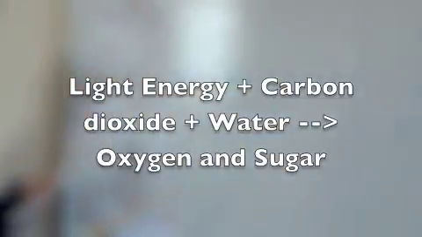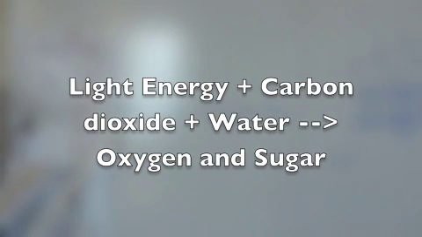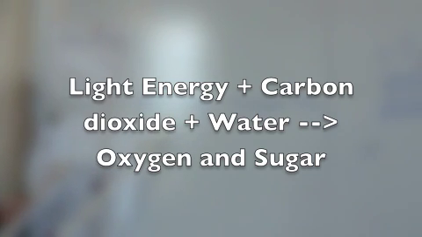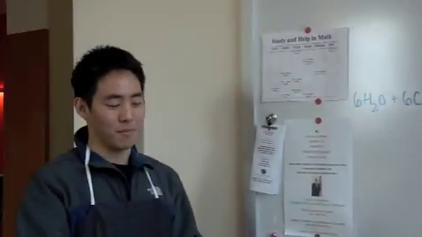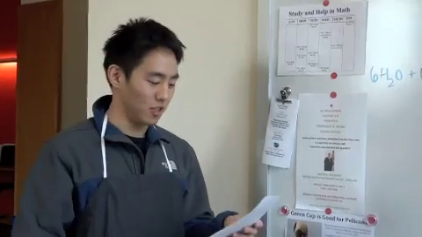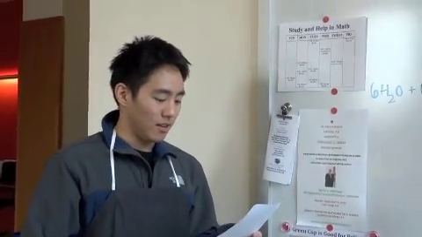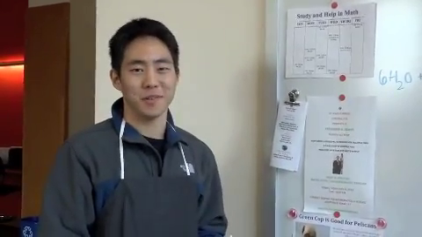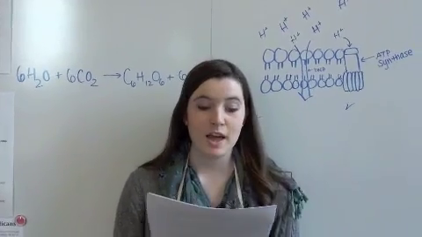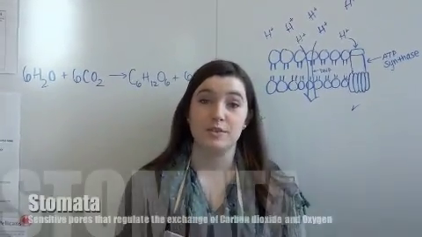So let's go through that equation again. Light energy plus carbon dioxide plus water makes oxygen and sugar. Think, we breathe out carbon dioxide and we need oxygen and an energy source. So wow, plants keep us alive by providing oxygen and energy for us and other animals. Plants are able to do this because of their unique structure.